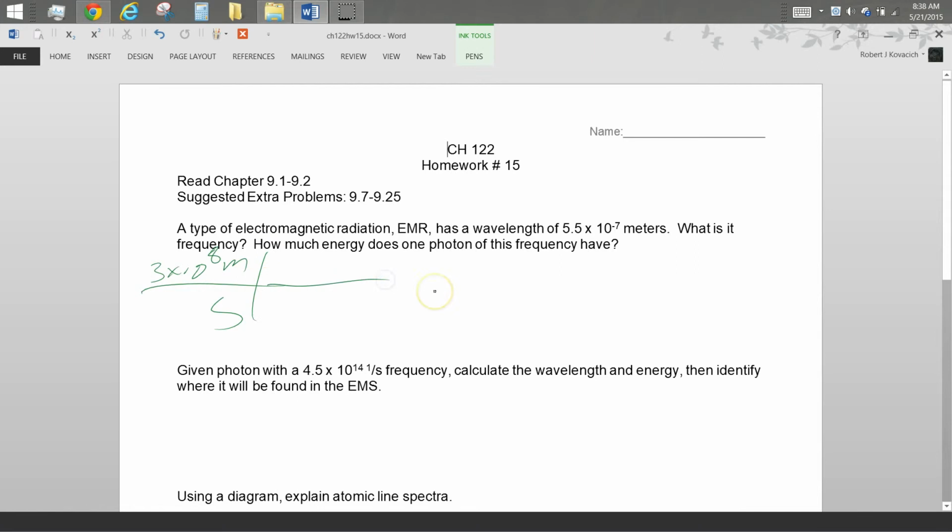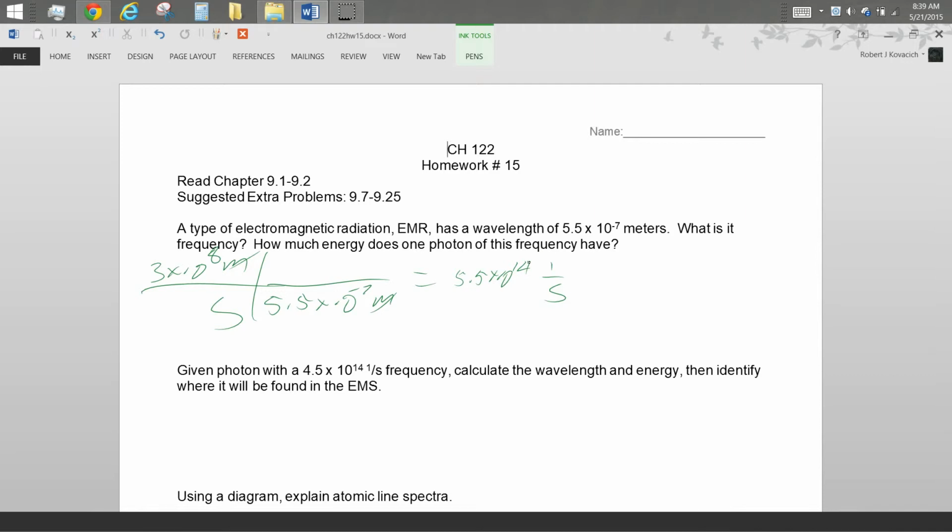So I have my second right where I want it, and I'm going to cancel out the meters simply by putting the 5.5 times 10 to the negative 7th meters down here. The meters is gone, then I'll have an answer that's 1 over seconds. 3e8 divided by 5.5e negative 7. Okay, so 5.5 times 10 to the 14th. So there's half our question.